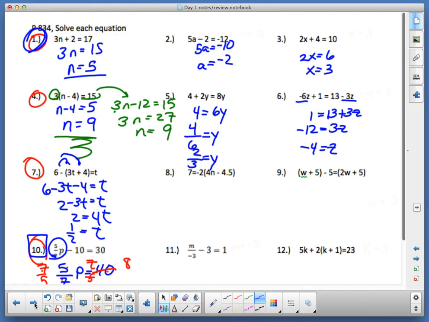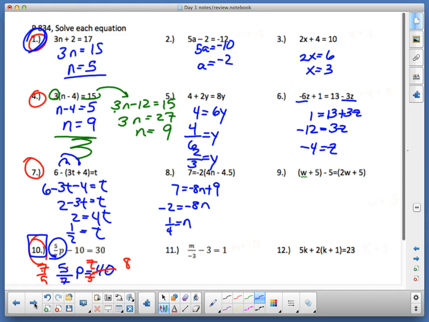In 8, I'm going to distribute the -2. 7 is equal to -8n plus 9. And now I'm going to subtract 9, and I get -2 is equal to -8n. Divided by -8, I get 1/4 is equal to n.